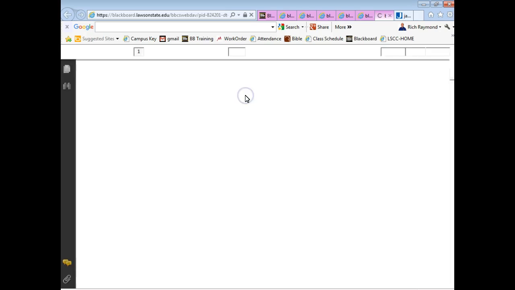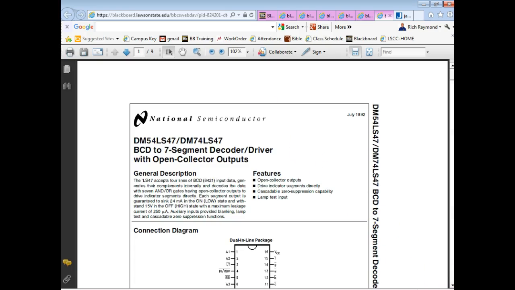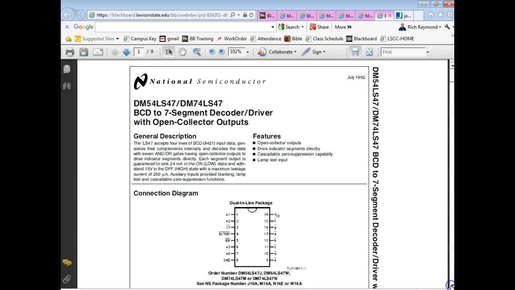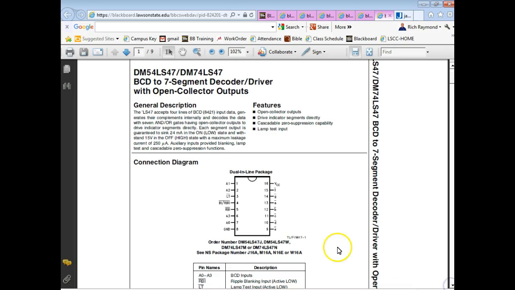7447. So this guy here has pins labeled A0, A1, A2, A3. That's your binary inputs. Then it's got outputs labeled A, B, C, D, E, F, G. You'll see that? So that's what you'd hook up to your segments.